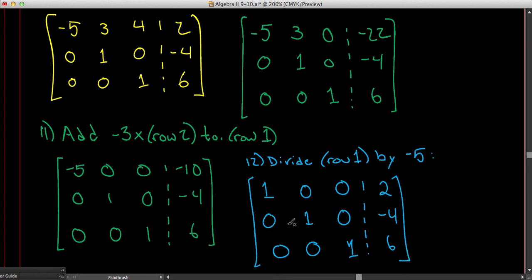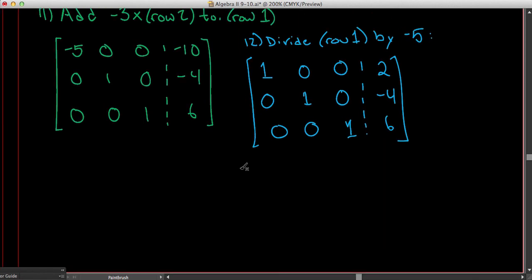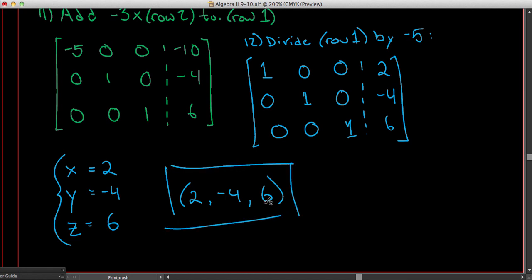And there we are. We have our identity matrix. We have all of our solutions after 12 steps. We're finally given that x is equal to 2, y is equal to -4, and z is equal to 6. So another way of writing this would be 2, -4, 6. And after that long, long solution, we have finally arrived.